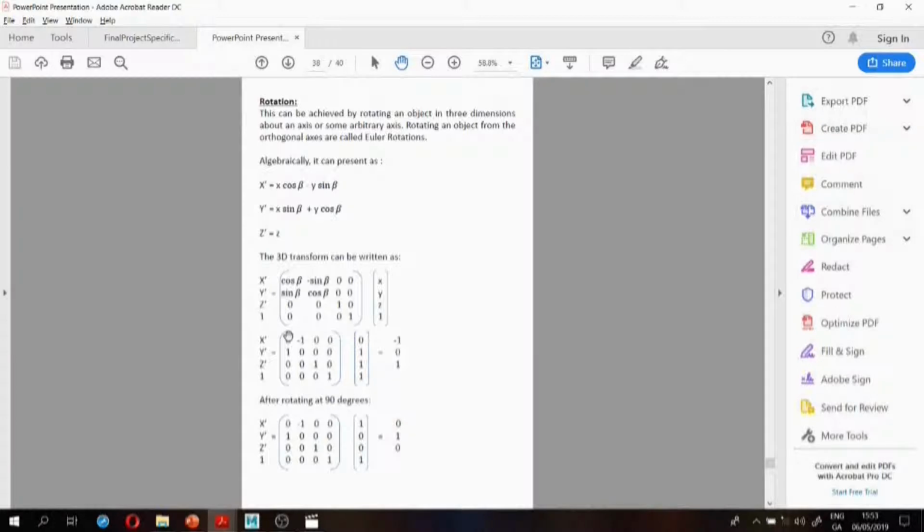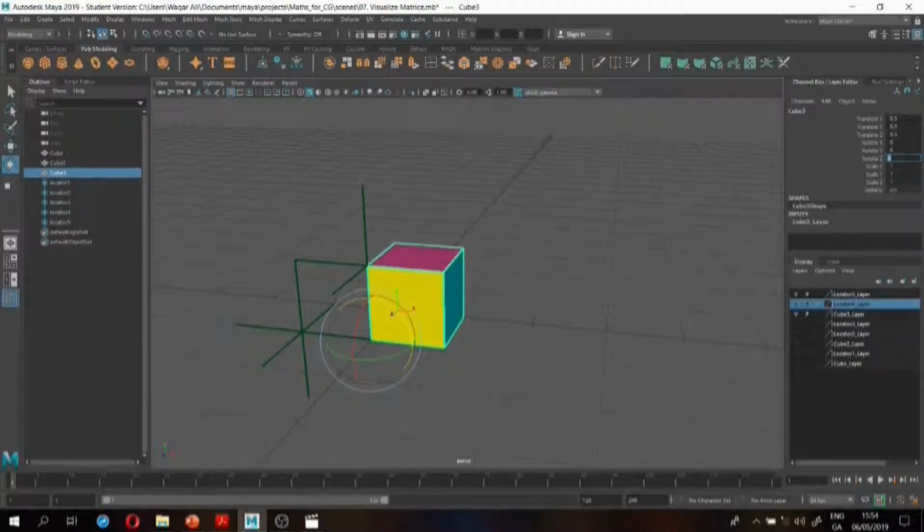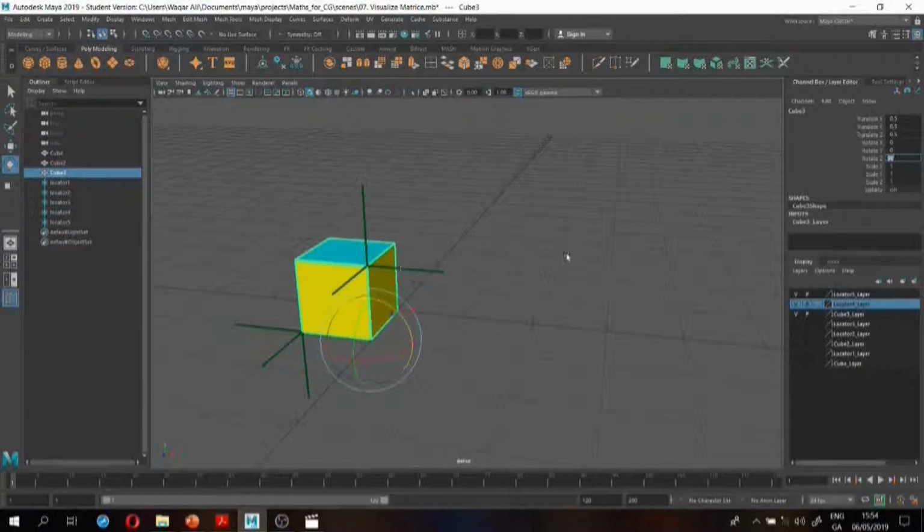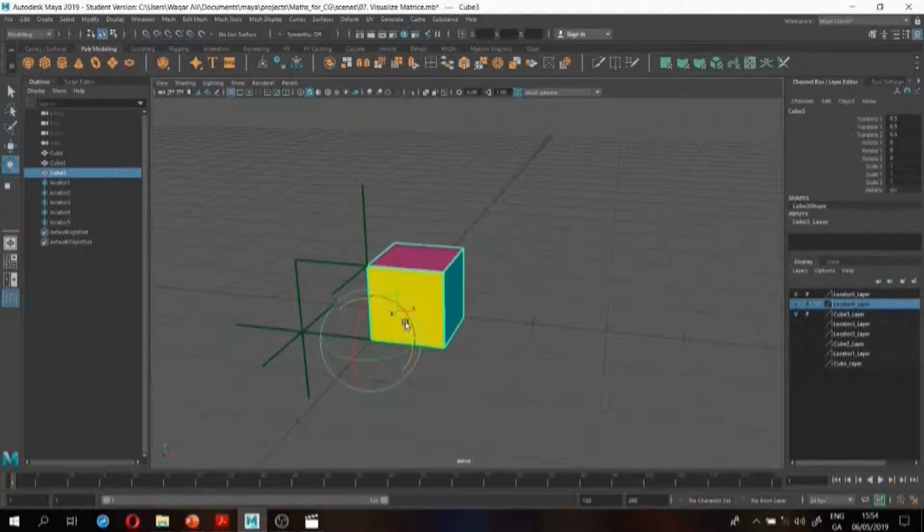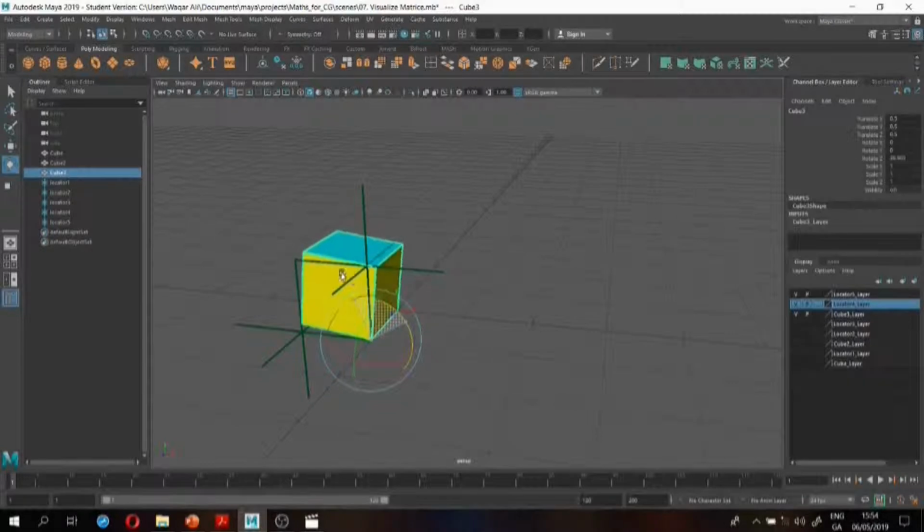So cos 90 will be 0, sin 90 is 1, so minus 1, 0, 0. Same here, sin 90 will be 1, cos 90 will be 0. When you multiply, 0 multiplied by 0, minus 1 multiplied by minus 1, 0 multiplied by 1 is 0, so it will be minus 1 and 0 and 0. And after rotating at 90 degrees, let's say we rotate at 90. We'll see it's rotating in Z at the moment, so we will set this to 90.